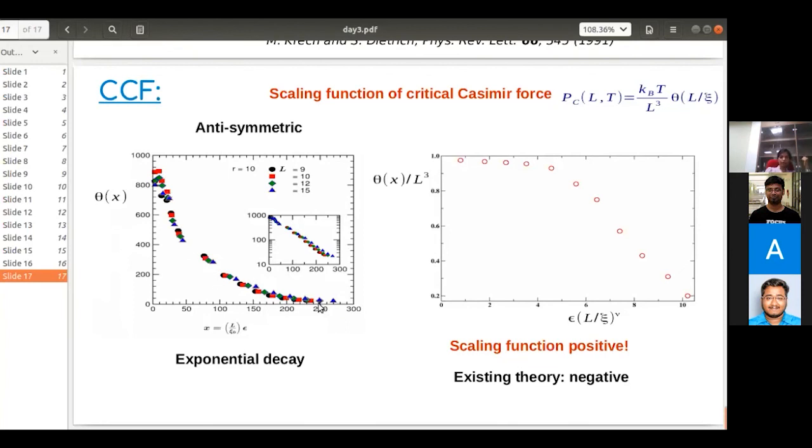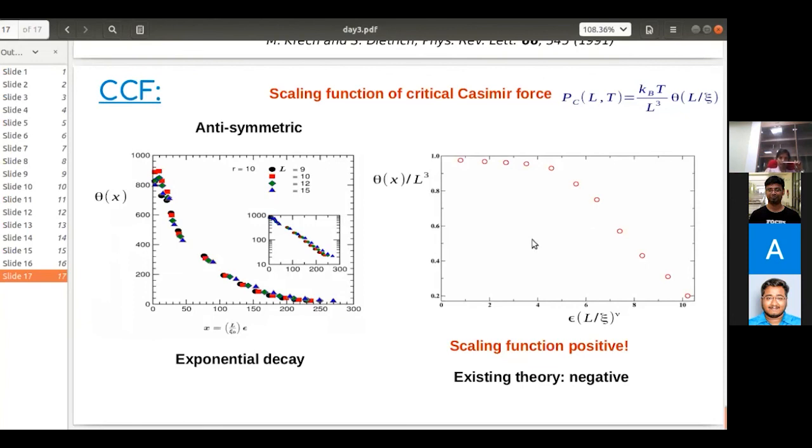In the inset here, I show the same data on a semi-log scale. You see it's a straight line, which means that the scaling function is actually exponential in nature, so it's an exponential decay. What's also interesting is that this scaling function is positive. Positive means that it's actually repulsive, and that is also the prediction from analytical theory.